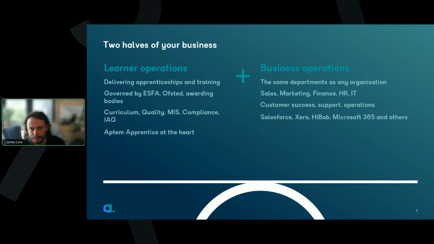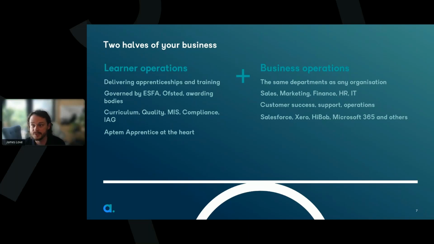A quick frame before we get into tools themselves. Most training providers run 2 parallel worlds, and variably they will intermix depending on your organization. On the left, learner operations, apprenticeship delivery, the evidence trail, compliance, learner support. This is the regulated half, as you well know, with ESFA, Ofsted, and the awarding bodies all living here and all taking great interest. Aptum Apprentice is in this half of the stack for most of you on this call.